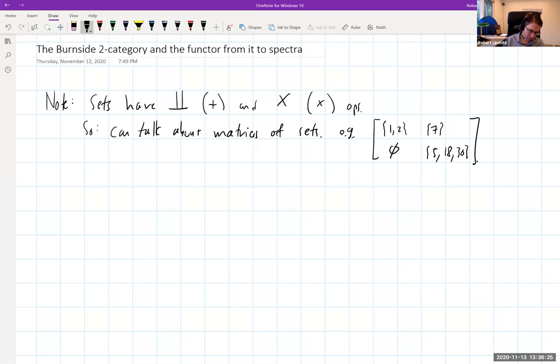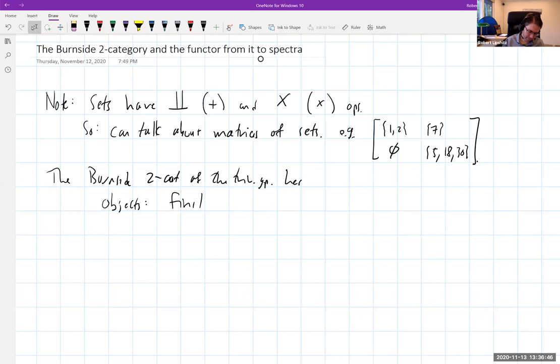So the Burnside two-category of the trivial group has objects, finite sets, S. Hom from S to T is the set of T by S matrices of sets.